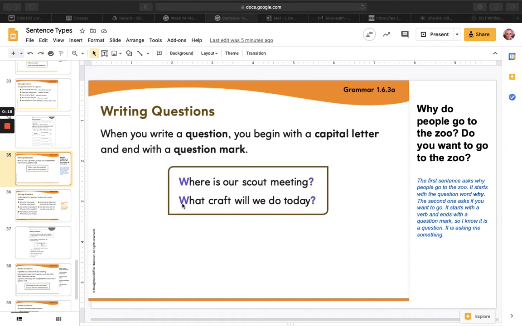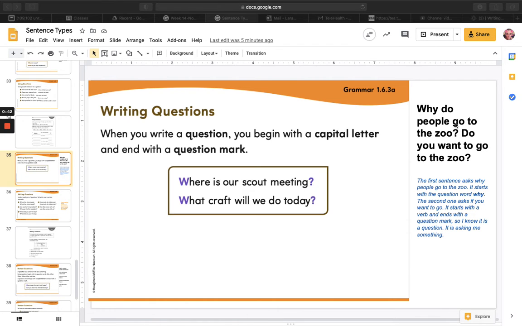So notice how the questions that we have written begin with a capital letter and end with a question mark. All complete sentences end with some type of punctuation, but if it's a question, it ends with a question mark. It will never end with anything other than a question mark. If it asks you something, it must end with a question mark.